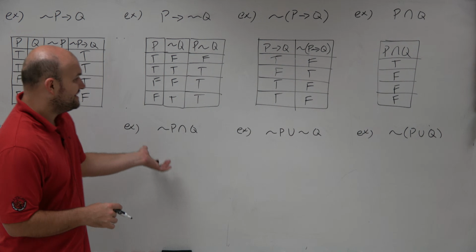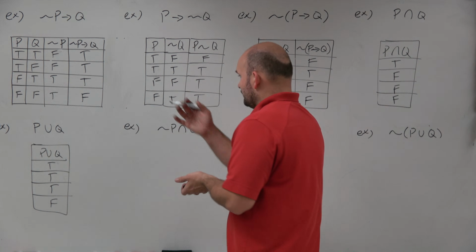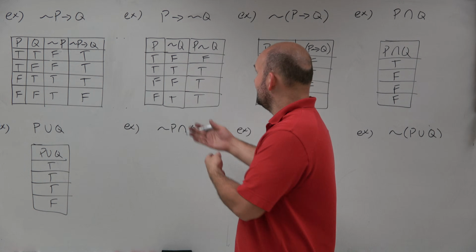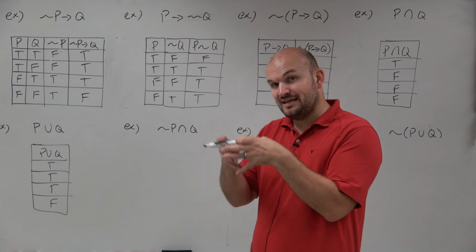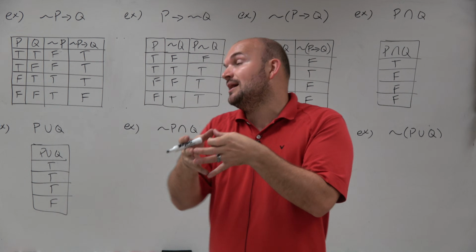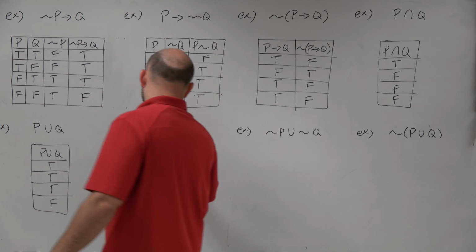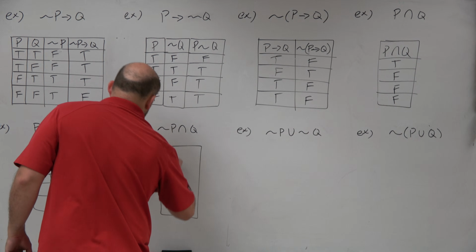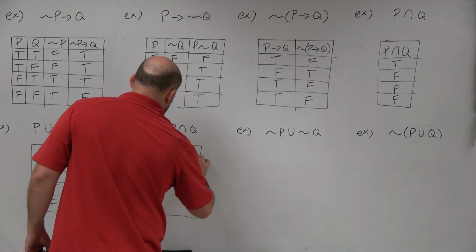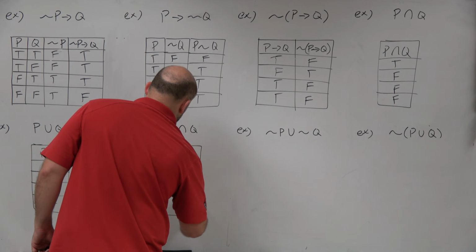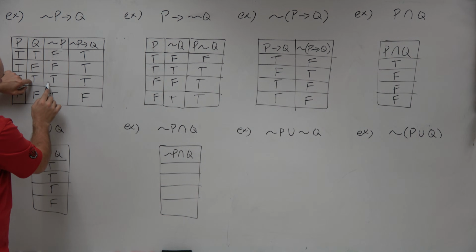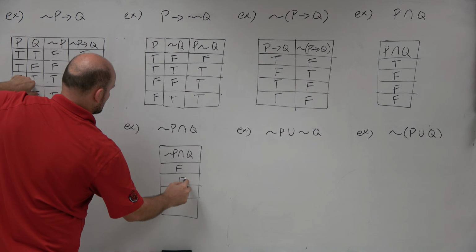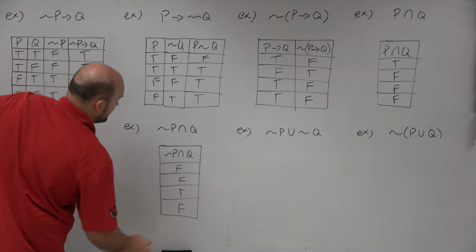Okay? And then in the same respect, we can kind of work with this. Now what we're looking at is opposite of P and Q, right? But again, we're looking for the intersection. So it only works when they are both going to be true. So let's see, when is opposite of P intersect with Q? So we have opposite of P and Q. So when are they both true? And you can see right here they're both true. So it's going to be false, false, true, false.